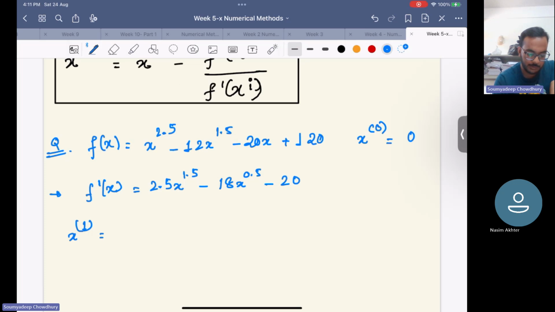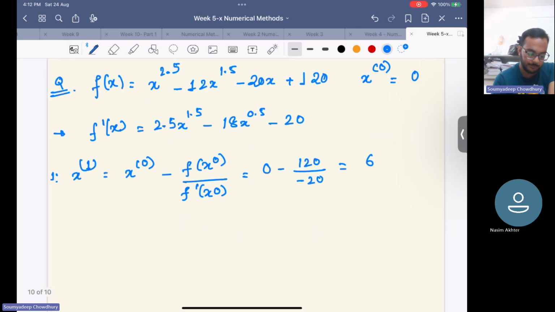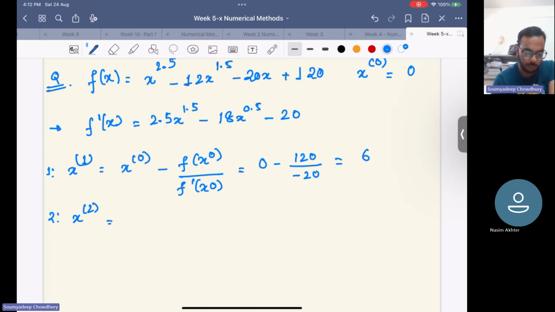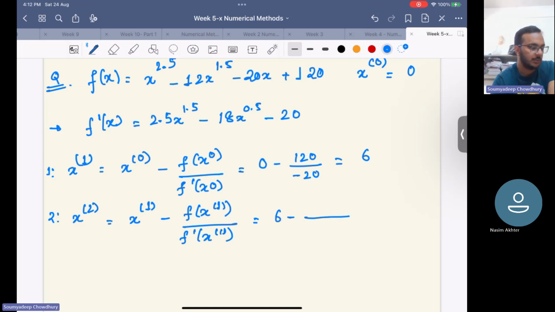What is x1 now? This is the first step. It is x0 minus f of x0 by f dash of x0. If we substitute x0 as 0, in f of x it will be basically how much? 120 by 0, 0 minus 20. So x1 is 6, right? Now, if you substitute, x2 is basically x1 minus f of x1 by f dash of x1. So if you substitute 6 minus, I have done the calculation, it will come out as minus 88.18 by minus 27.35. So this will come around 2.78. So still the difference is there, 6 and 2.78. So we have to do a few more iterations.